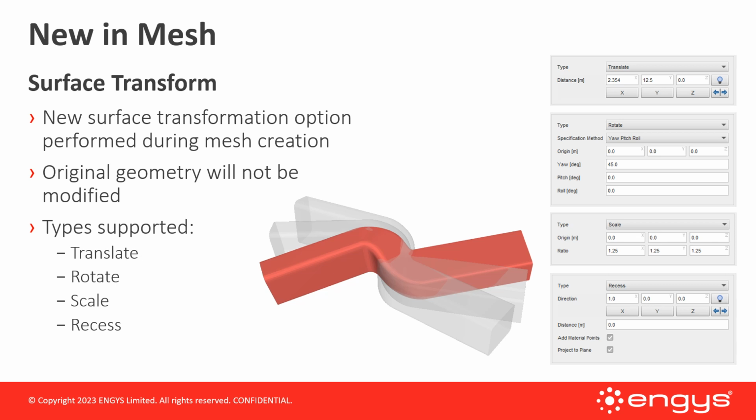In Helix version 4, a new tab named Transform was added to the Geometry data panel to allow the user to set up surface transformations that will be created during the meshing process. This allows users to set virtual transformations that are applied in sequential order to the geometry without changing the geometry itself. The following types of transformation are supported: translate, rotate, scale, and recess.